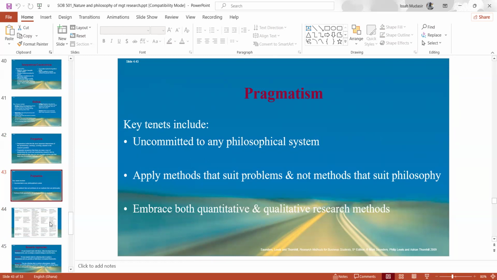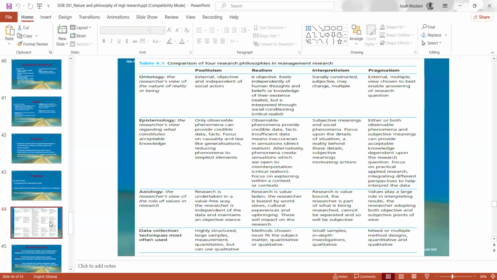So in the end, the whole issue of philosophy is summarized in this table. So when you go, you can study it and get to know the differences, whether you are a positivist, a constructivist, a realist, or a pragmatist. The assumptions are here, then the philosophies are also at the top. Then you can see the differences.